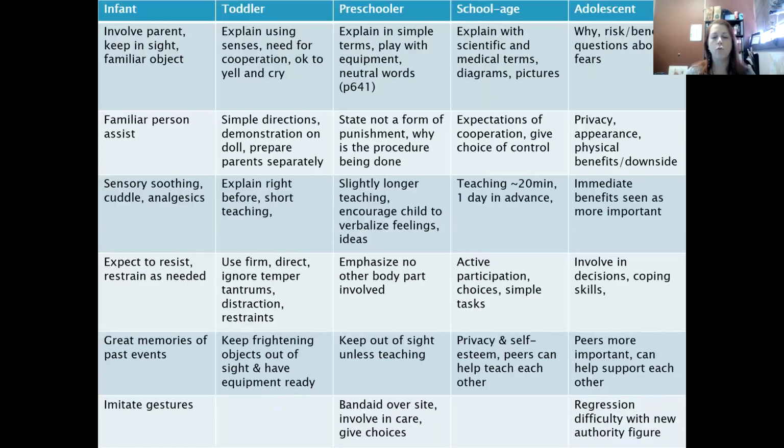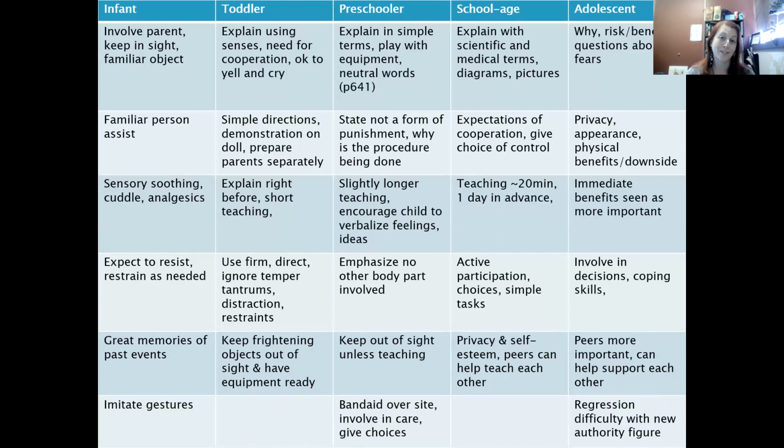So just an overview of what that looks like, the things that are refreshing from earlier in the quarter, right? With infants, parents' presence is important. That familiar person, that trusted person that they have is important. Sensory touch is really important at this age. Things like soothing methods, like the Toot Sweet, that sugar water that we talked about that can help with relieving pain. This is the age group that we're going to expect resistance. You're going to have to hold them down to do a procedure. You're not going to get an infant to hold still for you.